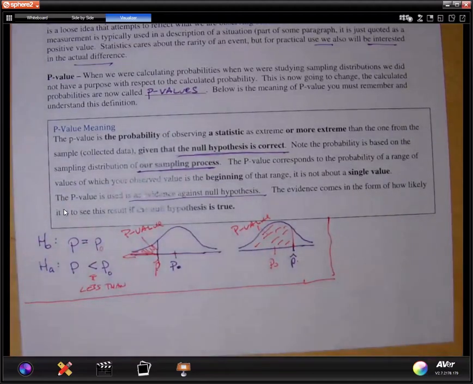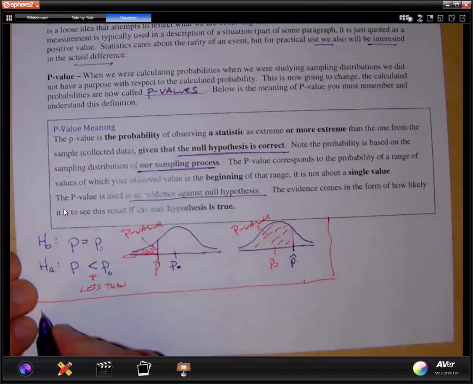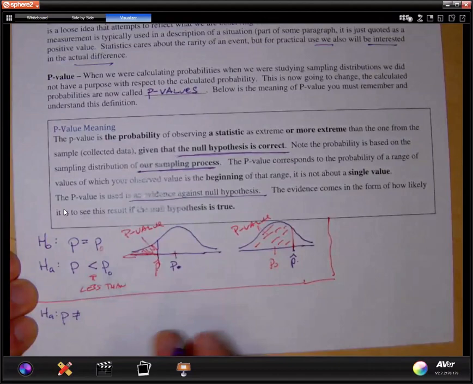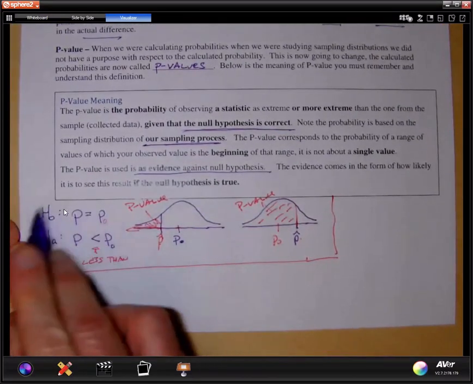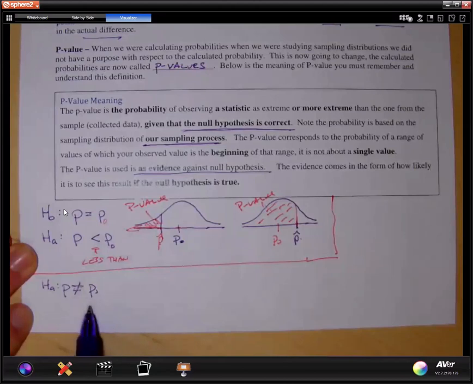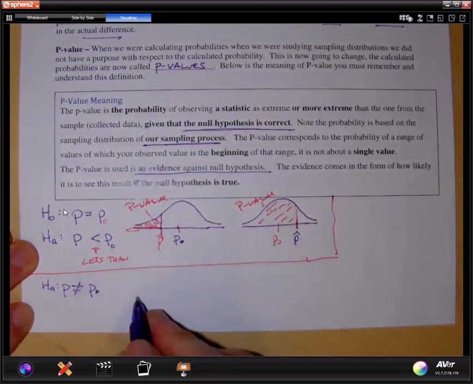What about not equal to? If we have not equal to, again, the null is going to be the same, so I'm only going to describe the alternative. What if it had been this? Now we have no direction.